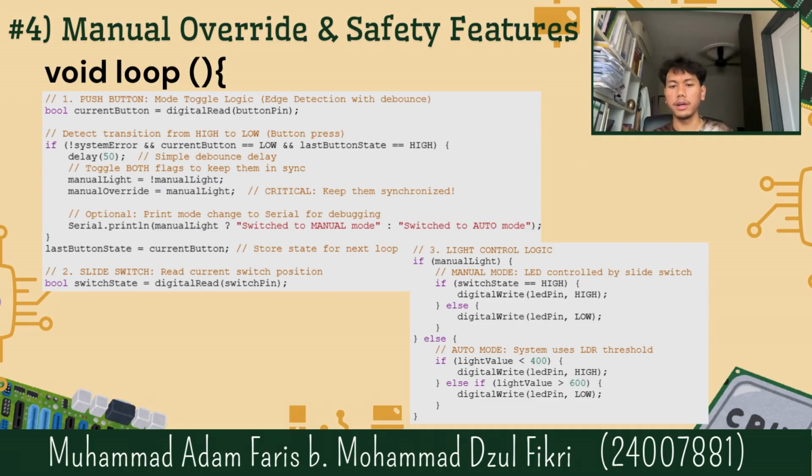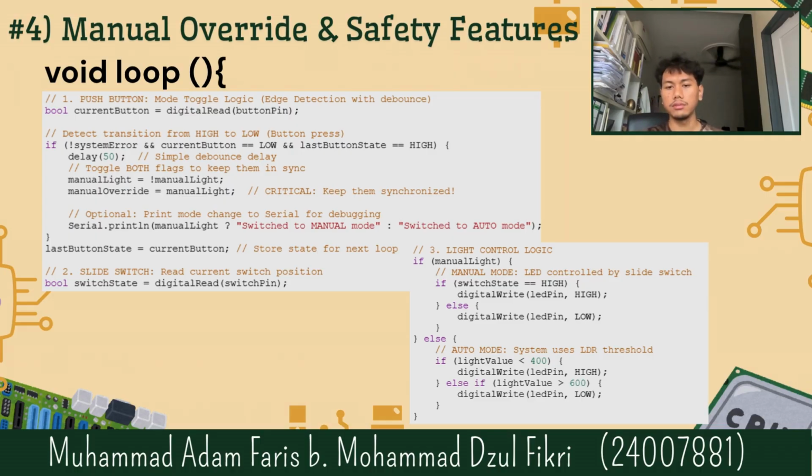Okay, now we are going to the third part of the void loop section, the push button logic. The push button is used to switch between auto and manual mode. The purpose is to allow the user to decide whether the LED should be controlled automatically by the sensor or manually by the switch. The code detects a transition from high to low, meaning the button was pressed. A short debounce delay of 15 milliseconds will prevent fast toggling. Each press flips the mode and prints the change to the serial monitor, showing switch to manual mode or switch to auto mode.